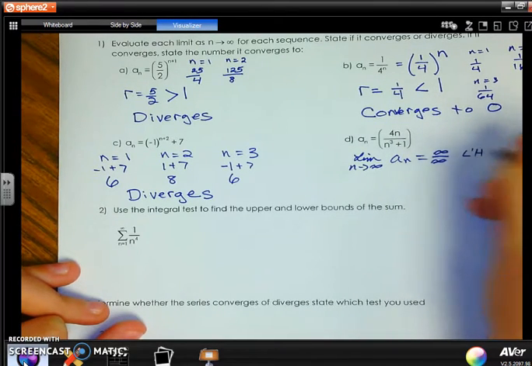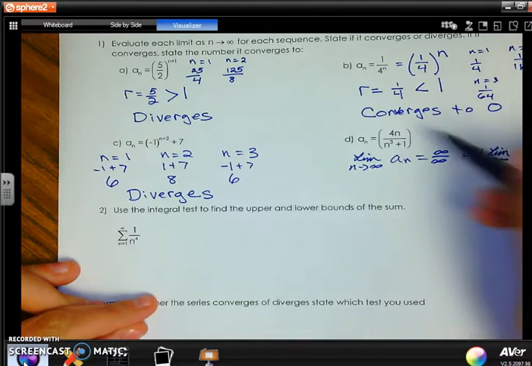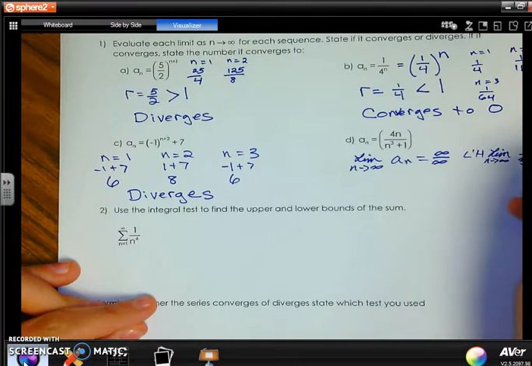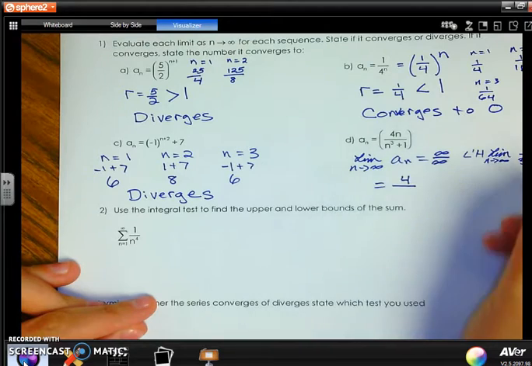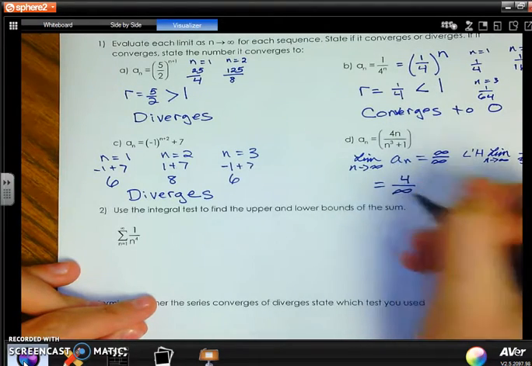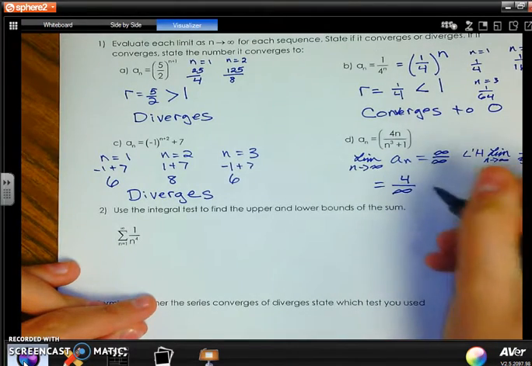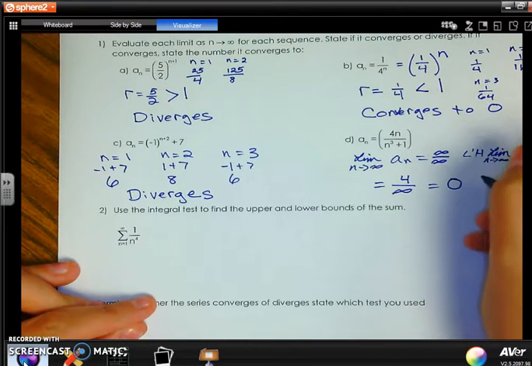So by L'Hopital's, you still are taking the limit as n approaches infinity. Well, when I take the derivative, I get 4 over 3n squared. And now when I plug in infinity, I end up with 4 divided by infinity squared times 3, which is infinity. Okay, well, a number divided by infinity is 0. So I would say that this converges to 0.